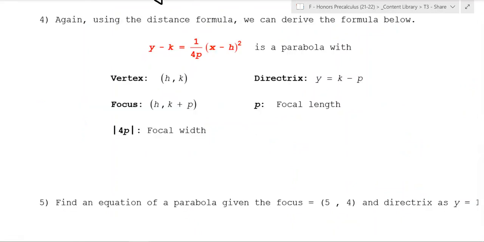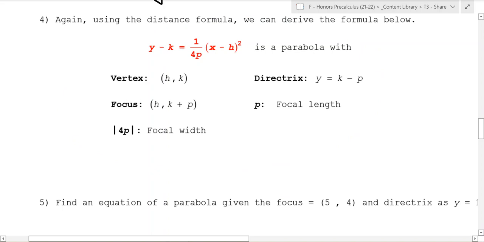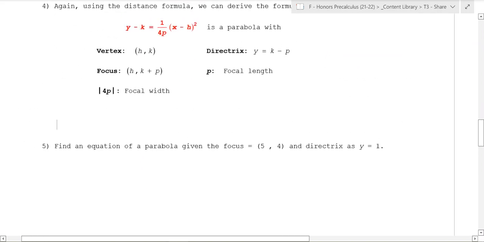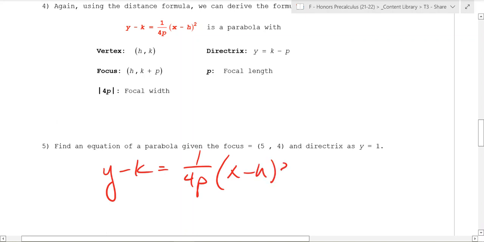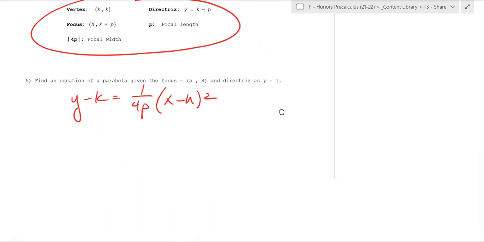So to summarize, we have everything here about parabolas. Very important. So let's find an equation for the parabola given the focus and the directrix of y equals 1. So what that tells us, we can just fill this in. We know that it's going to be y minus k is equal to 1 over 4p times (x minus h) squared. And then we can use all of these right here.